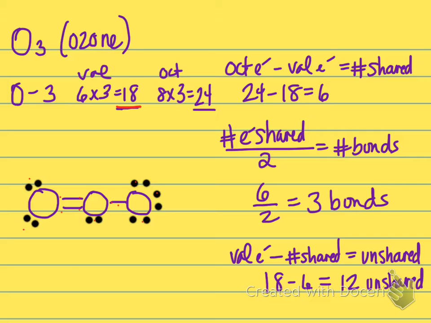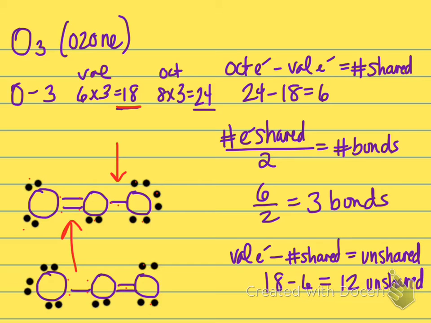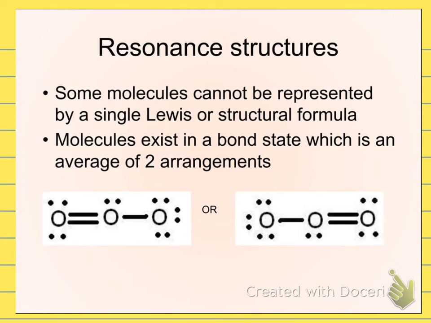So here's my question for you. How do you know that the double bond goes there? How do you know it doesn't go there? How do you know this thing doesn't look like this? Well, that's exactly the point of this video. What we're running up against is a situation where we need a resonance structure. It turns out that there are some molecules that just can't be represented by a single Lewis structure or a single structural formula. And ozone is a classic example.